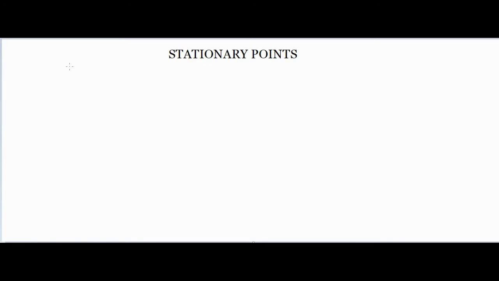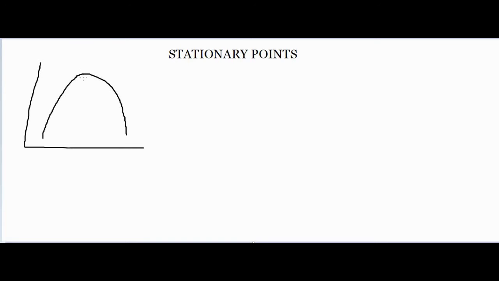Hello everyone. So today we're doing stationary points, specifically maximum and minimum points. Now let's draw a little graph right here. So let's say this is a quadratic function, and of course at the top we're gonna have a maximum point. Now at this maximum point, it's gonna be a stationary point in which there is no gradient.